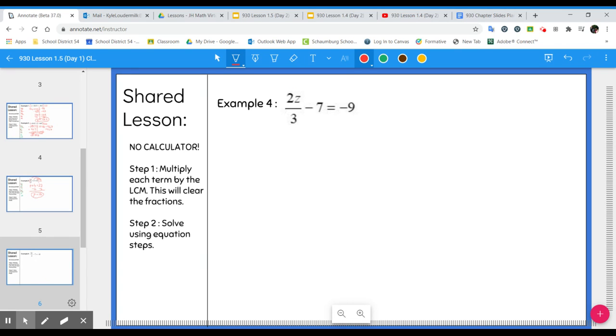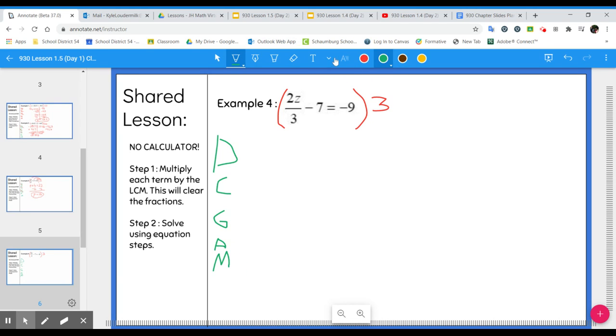Again, I identify my denominator. So I look at this. It's 2z over 3 minus 7 equals negative 9. Again, I only have one denominator, so that's nice. That keeps my world simple. I know what I have to multiply by. I multiply by 3 because that's the only denominator I have. I'm going to put my checklist off to the side. D, C, G, A, M.